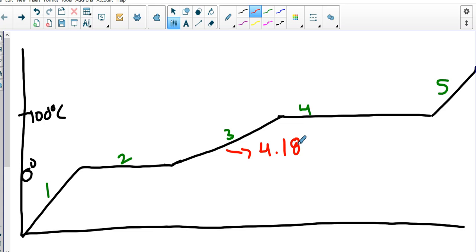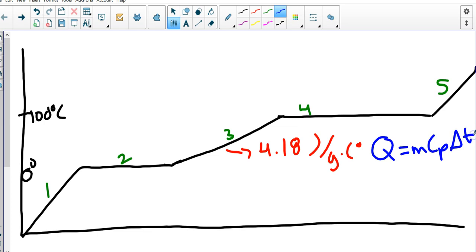So, is the temperature changing along segment 3? Yes. So what formula am I going to use? You just did it. The formula you're going to use is Q equals mass times specific heat times delta T. All right, cool.